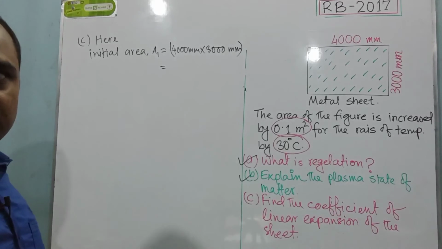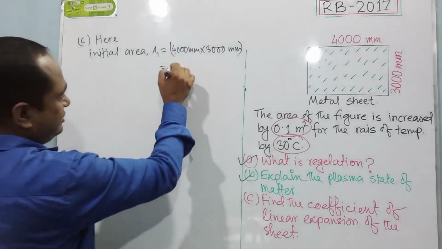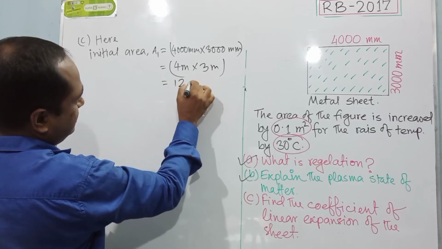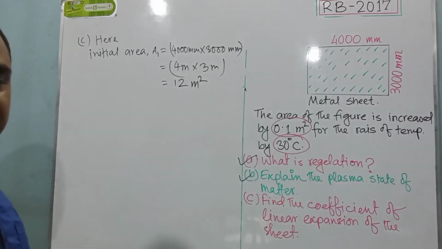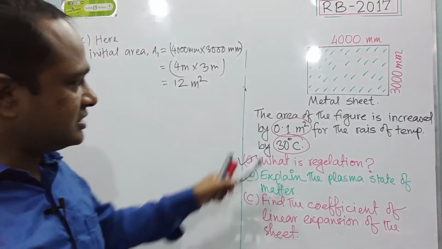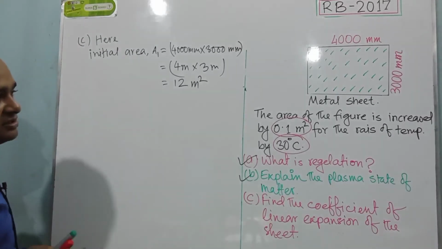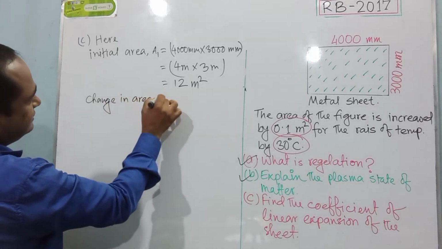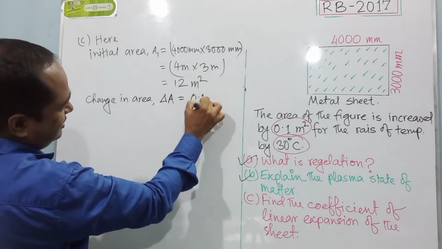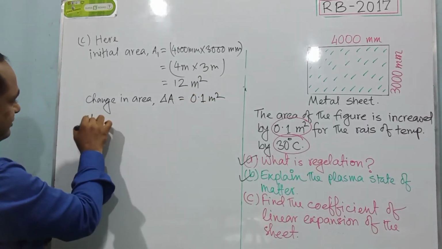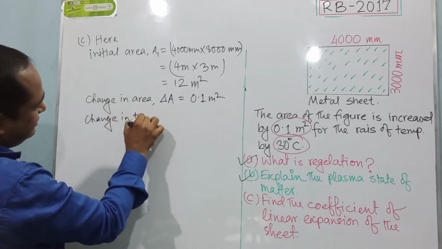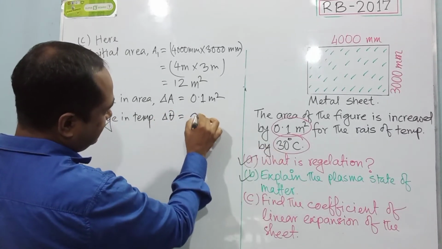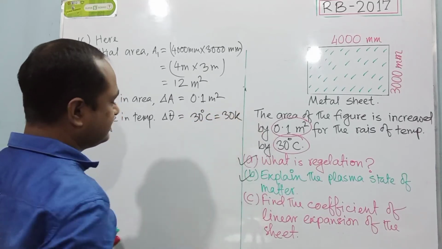We have to convert the value into SI unit, that is into meter unit. So it will be 4 meter and it will be 3 meter, and after the calculation we will get 12 meter square. This is the initial area of this sheet, and the change in area of the sheet is 0.1 meter square. So we can write change in area denoted by del A is equal to 0.1 meter square. Change in temperature del theta is equal to 30 degrees Celsius or 30 Kelvin.